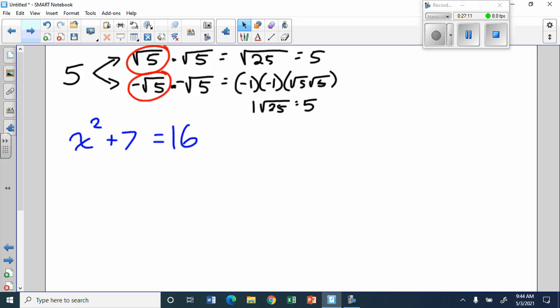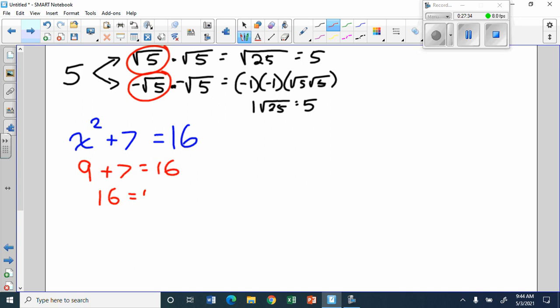So let's first solve this one mentally, okay? Something plus 7 equals 16. What does this something have to be? What plus 7 is 16? 9. Okay? So we know, don't write this down, this is going to be 9 plus 7 equals 16. We know that's going to be 16 equals 16, right? So then what we're going to look at is, if x squared equals 9, what could x be? Because 3 times 3 is 9. Anything else? Negative 3.